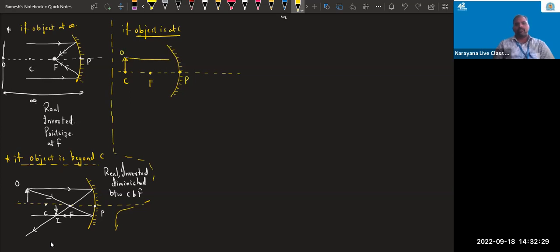One ray of light falling like this. How will it go? Through the point of focus. Any ray of light passing through the point of focus, how will it go? Parallel to the principal axis.